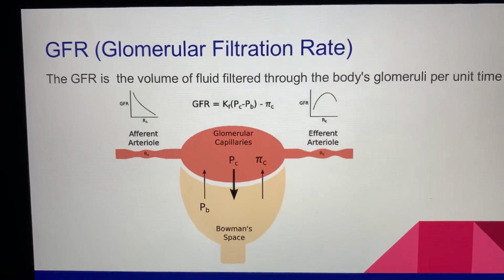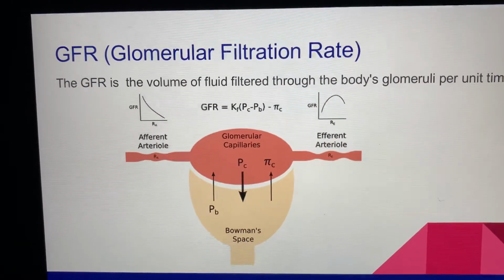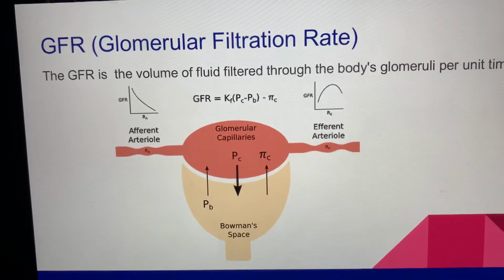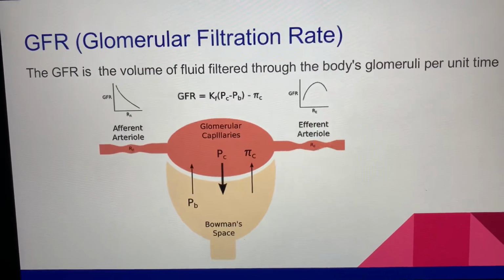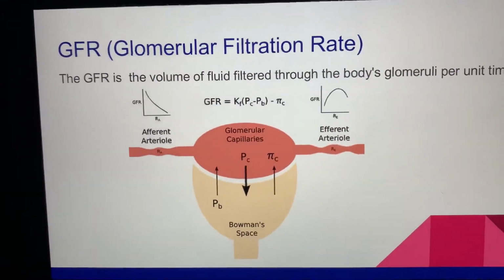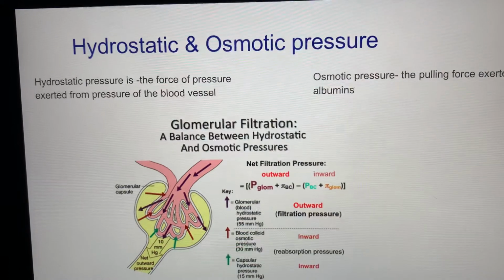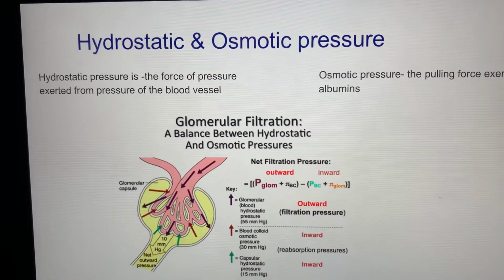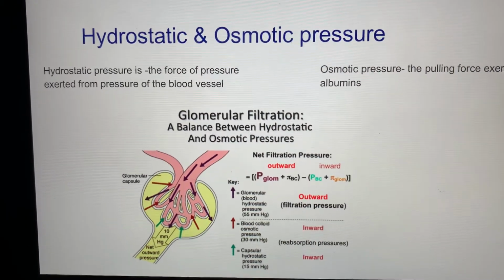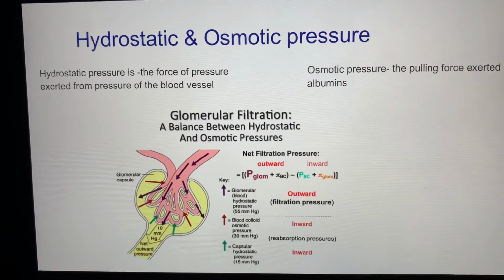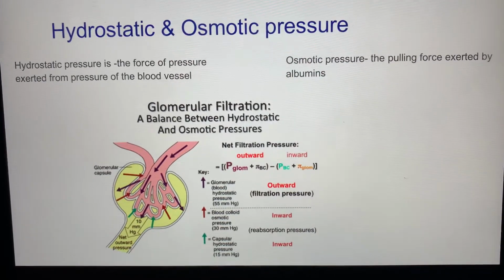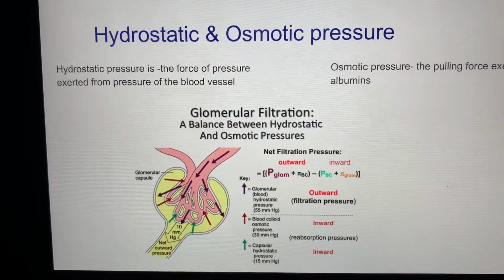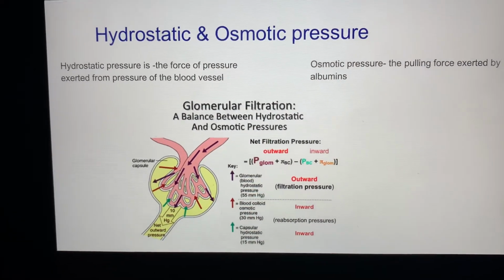Glomerular filtration rate. The abbreviation for glomerular filtration rate is GFR, and it is the volume of fluid filtered through the body's glomeruli per unit time. Hydrostatic and osmotic pressure. Hydrostatic pressure is the force of pressure exerted from the blood vessel. Osmotic pressure is the pulling force exerted by albumins. And that's what we're going to focus on in this presentation, the osmotic concentration and pressure.